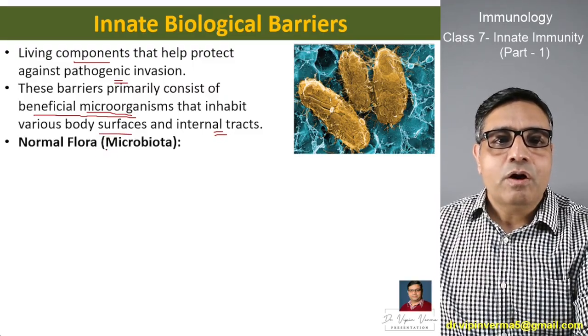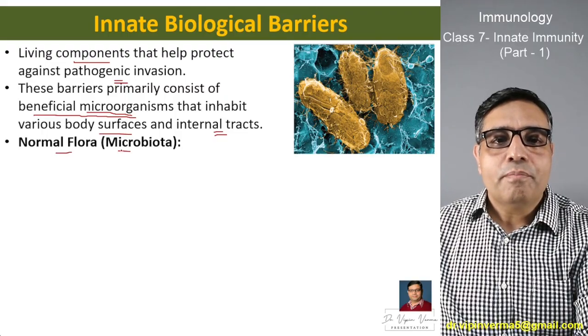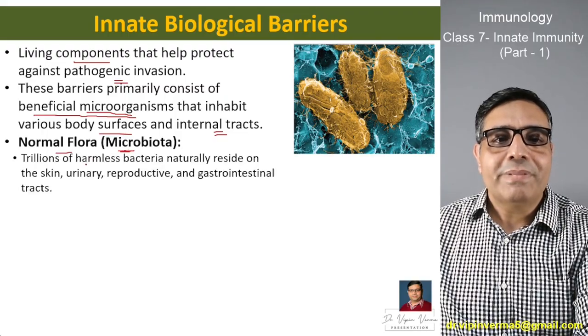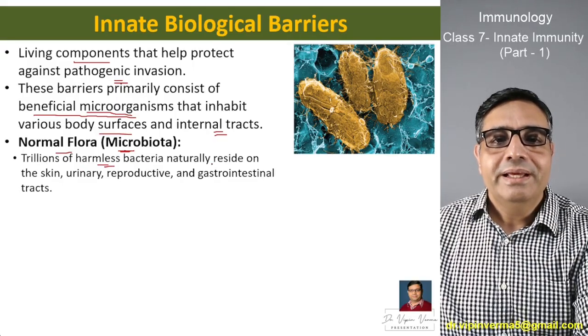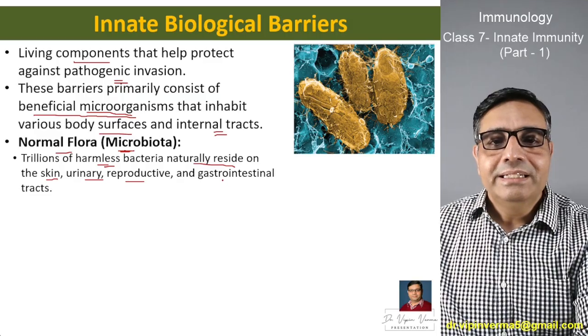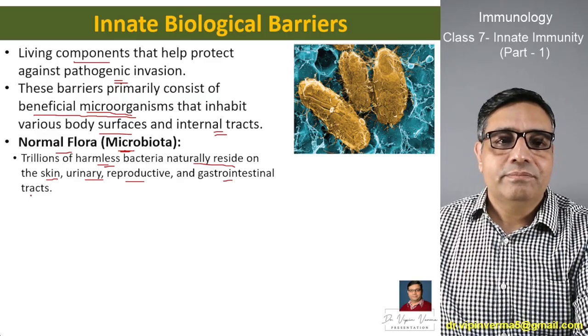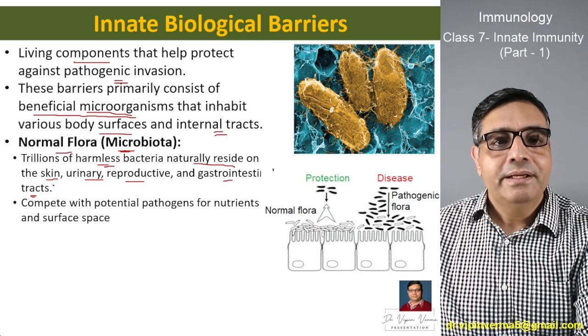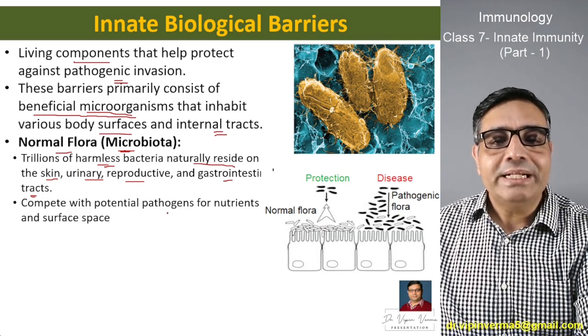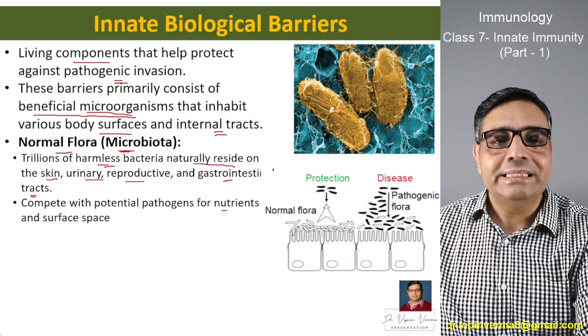Now, the normal flora is also called microbiota. In this microbiota, we have trillions of harmless bacteria. They naturally reside on the skin, and in the urinary, reproductive, and gastrointestinal tracts. So there are trillions of harmless bacteria, right? Now, they compete with potential pathogens for nutrients and surface space.